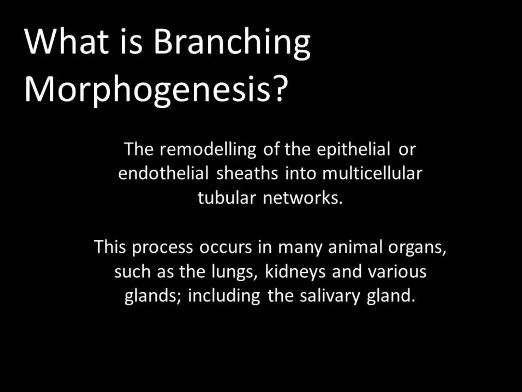Branching morphogenesis is the remodeling of the epithelial or endothelial sheaths into multicellular tubular networks. This process occurs in many animal organs, such as the lungs, kidneys, and various glands, including the salivary glands.